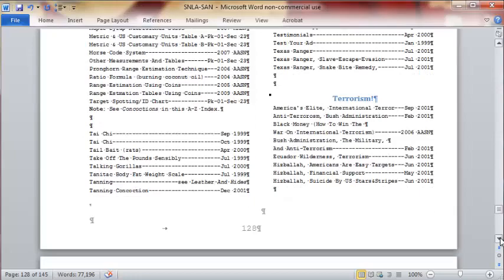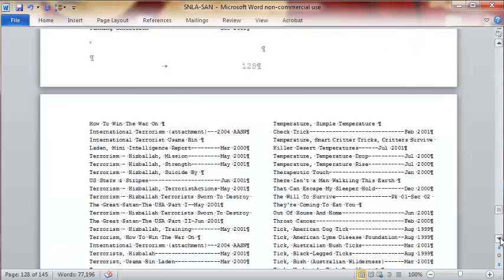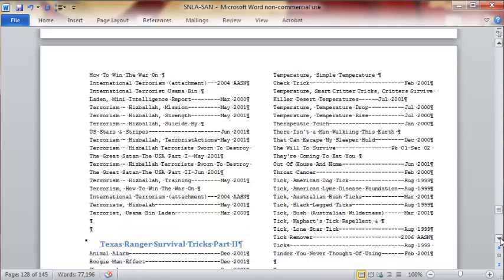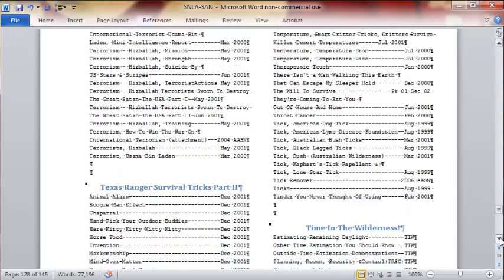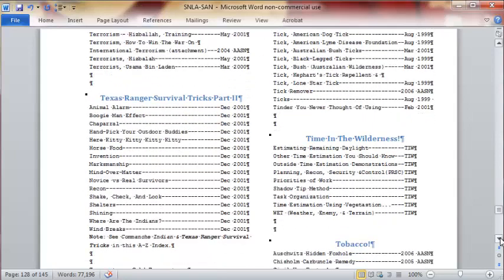Okay. Terrorism. My definition of terrorists: they're just plain old coward scumbags. They always prey on the innocent, people that can't defend themselves.